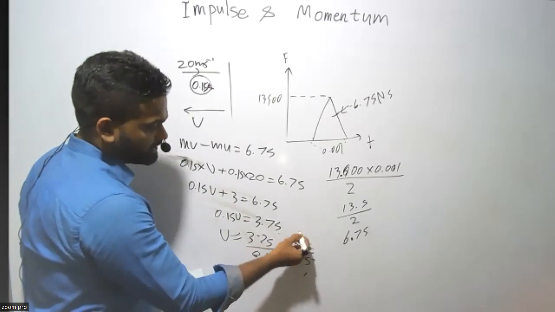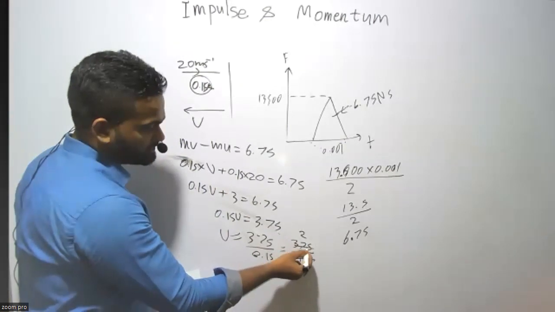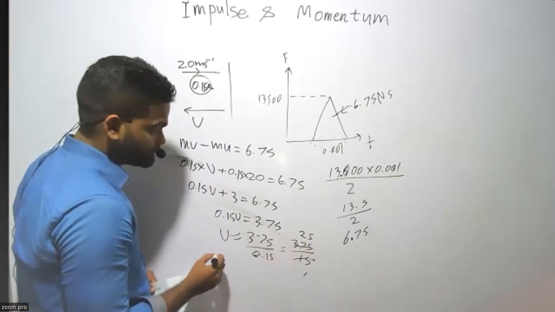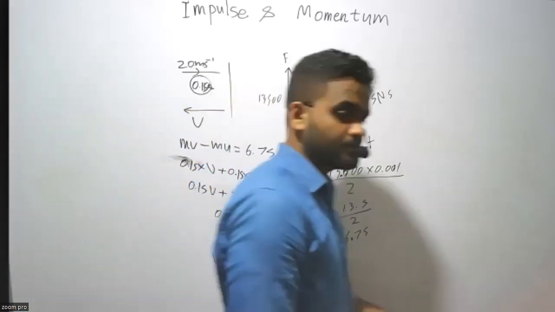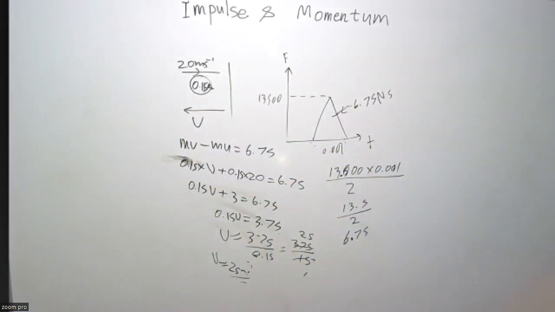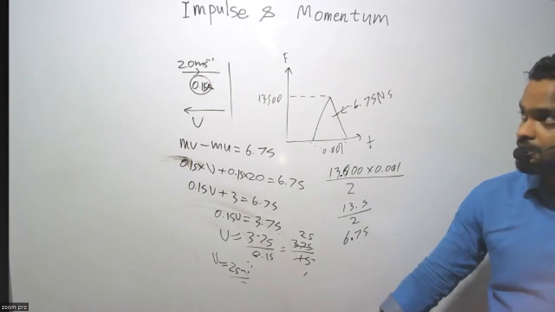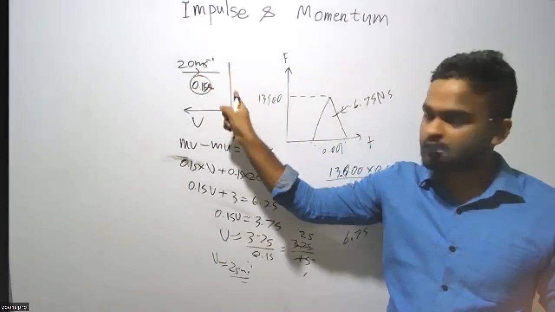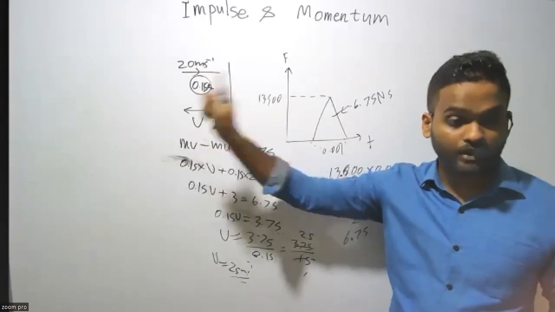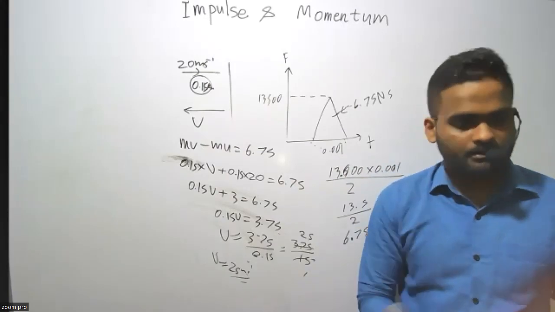So 37 has 2 15s. 7 is remaining, 75 has 5 15s. So the velocity is 25 meters per second. Yeah, 25 meters per second. I had taken the mass wrong. So the mass should be 0.15 kilogram. So the velocity is 25 meters per second. So it hits the bat at 20, but bounces off at 25 meters per second. So he's pushing, right?